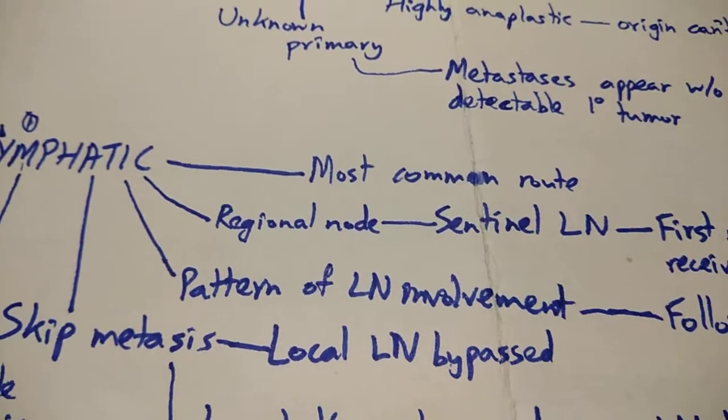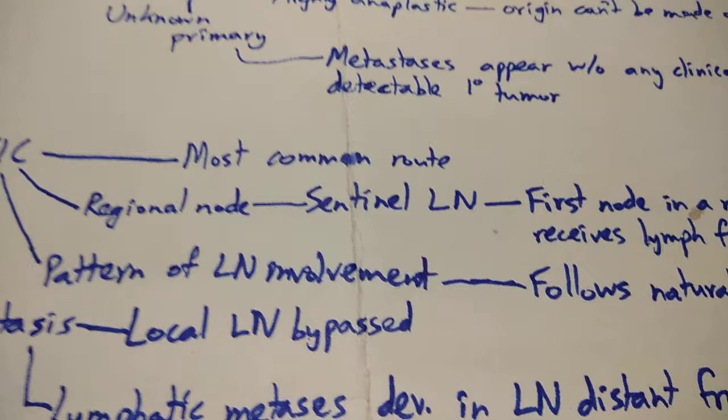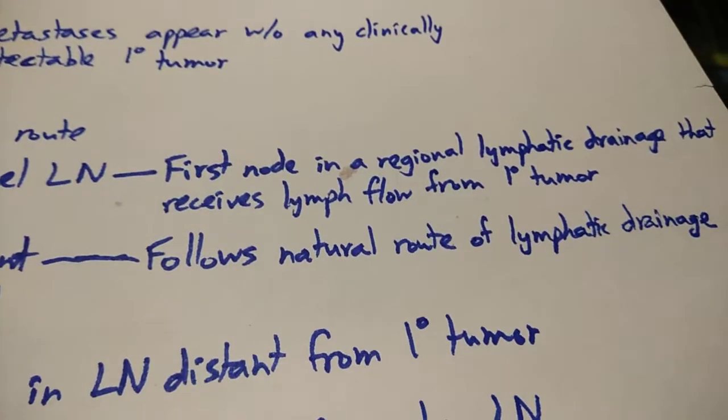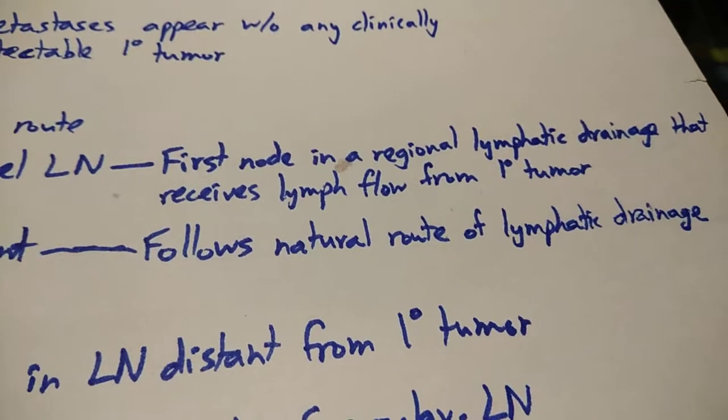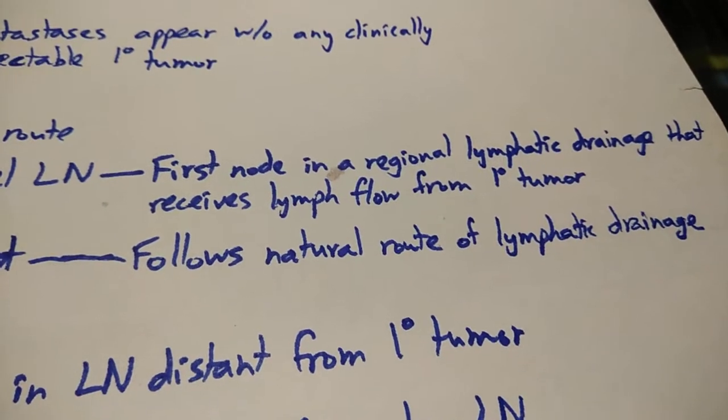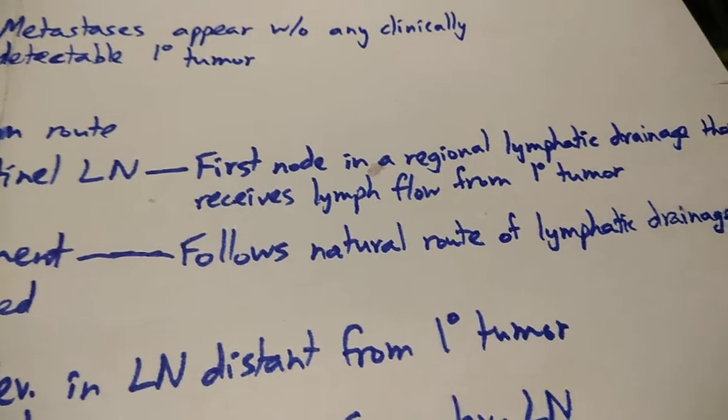Now, the pattern of lymph node involvement: to detect this, you have to follow the natural route of lymphatic drainage. This is why it's important to understand the pathways of lymphatic drainage. That way you can trace out the pathway of spread of metastasis of the cancer.